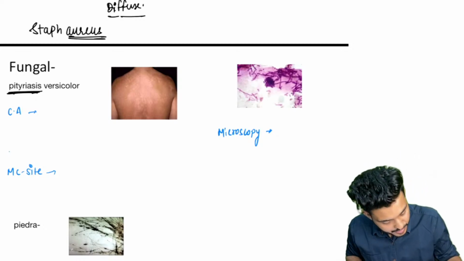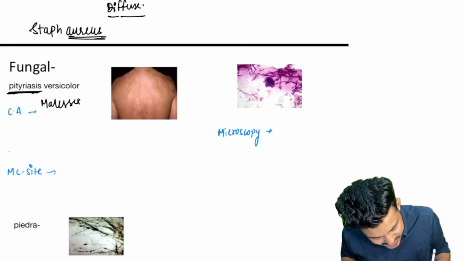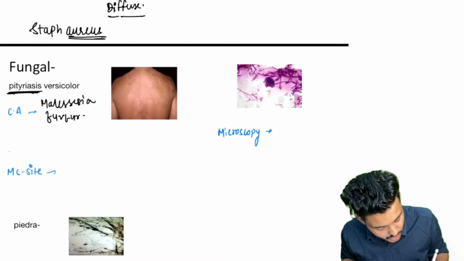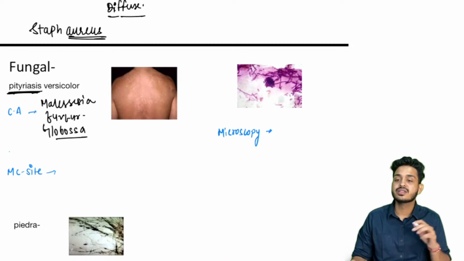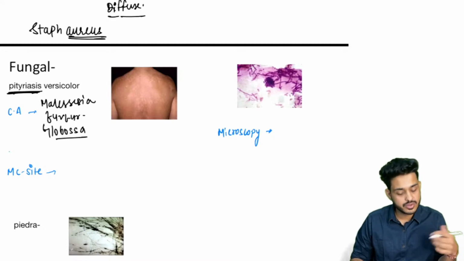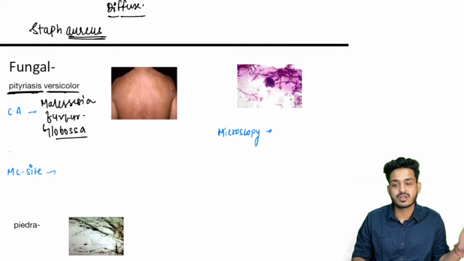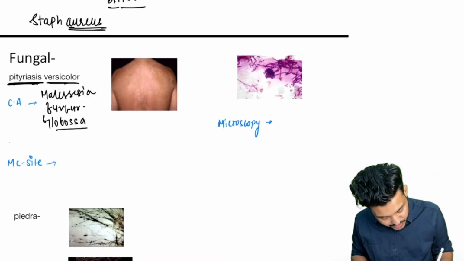That is, very important guys, Malassezia furfur or Malassezia globosa. These are the two causative agents. These are two different fungi that would cause pityriasis versicolor. Versicolor means different color, there will be hypo and hyperpigmentation. Now the most common site would be the trunk.